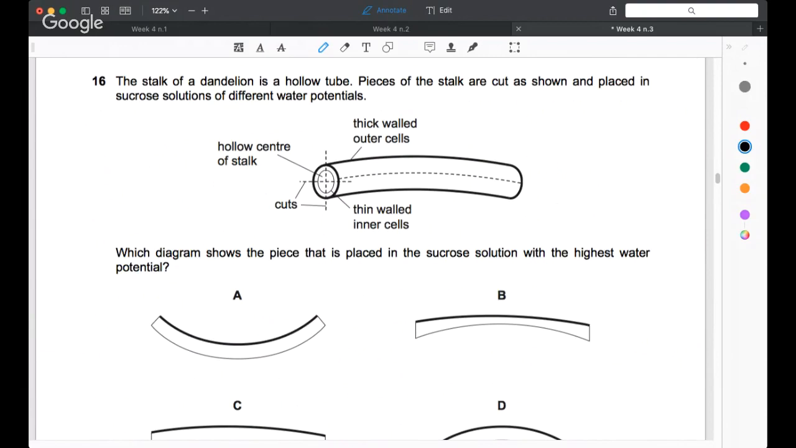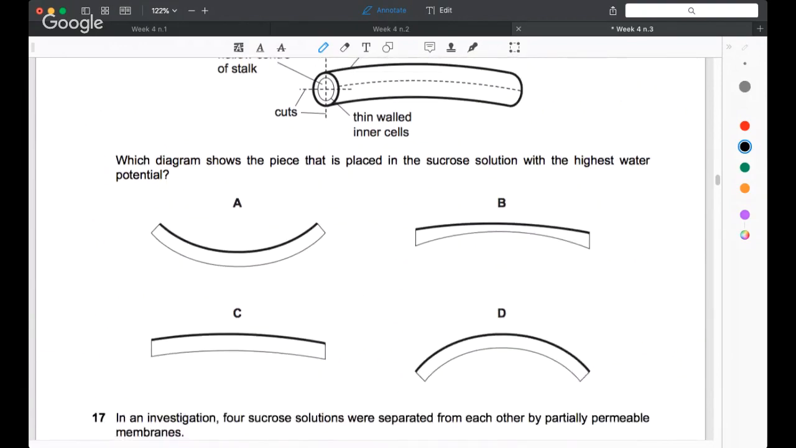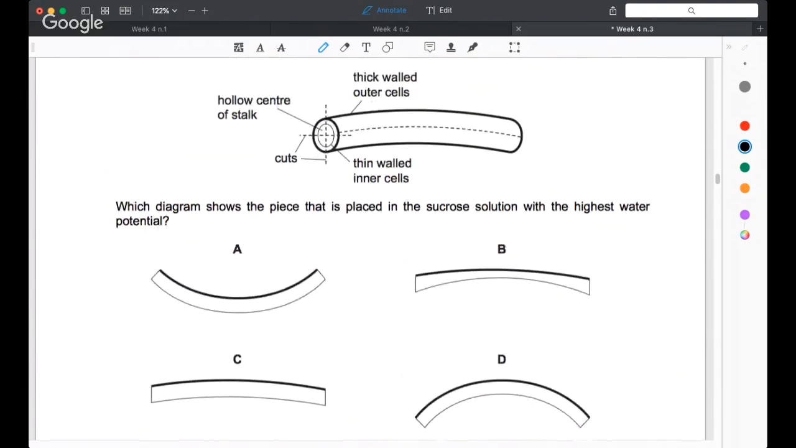Okay. Do you want me to scroll down? Huh? Yeah, sure. Okay. Normally for this I like to make up a number for the water potential of the plant itself, and draw one outside. Okay. Go ahead.